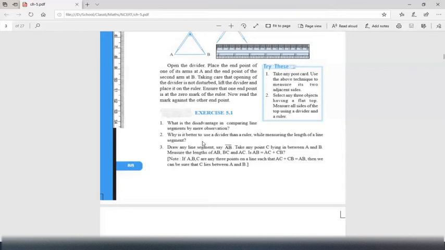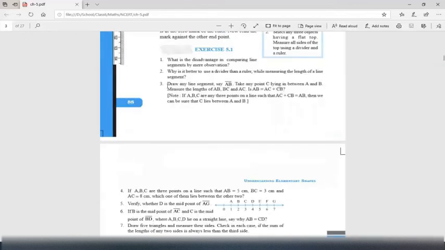So it is better to use a divider instead of a ruler. Number 3, draw any line segment, say AB. Line segment AB. Take any point C lying in between A and B. Measure the length of AB, BC and AC. Is AB equal to AC plus CB? And the answer is yes.